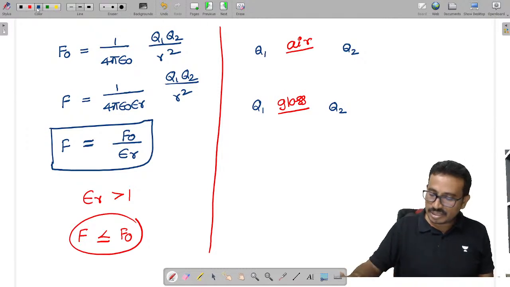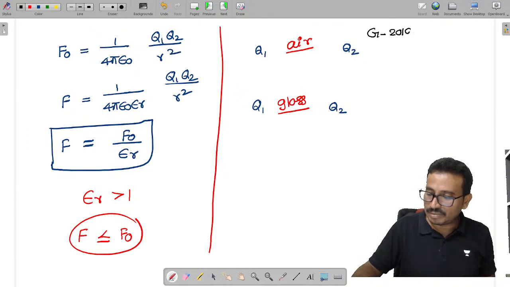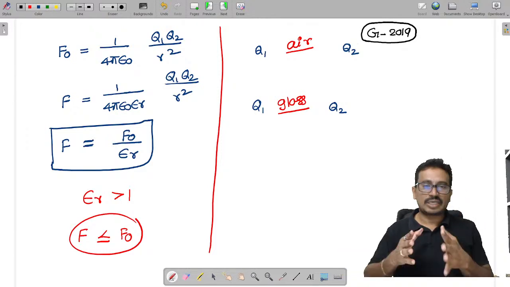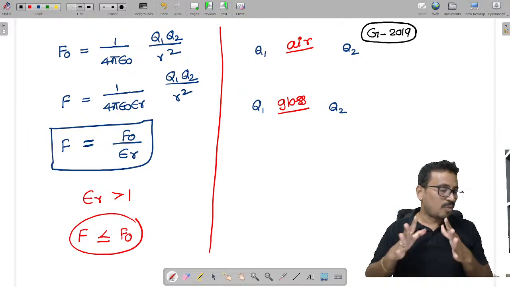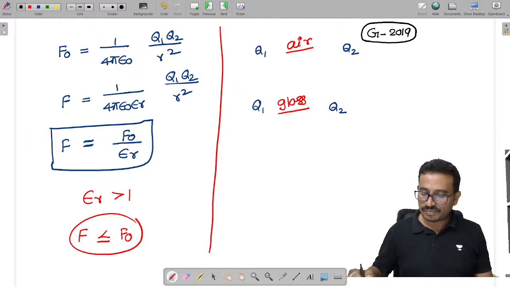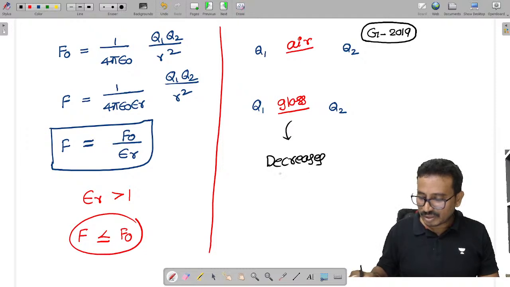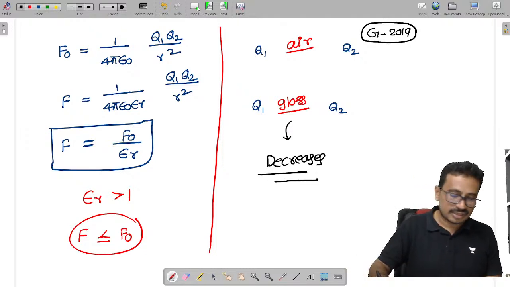This is a problem which came recently in GATE 2019. When the medium between the two charges is filled with some glass, what happened to the force between them? Because of this, the force between them decreases. All of you tell me. The force between them decreases. Done?